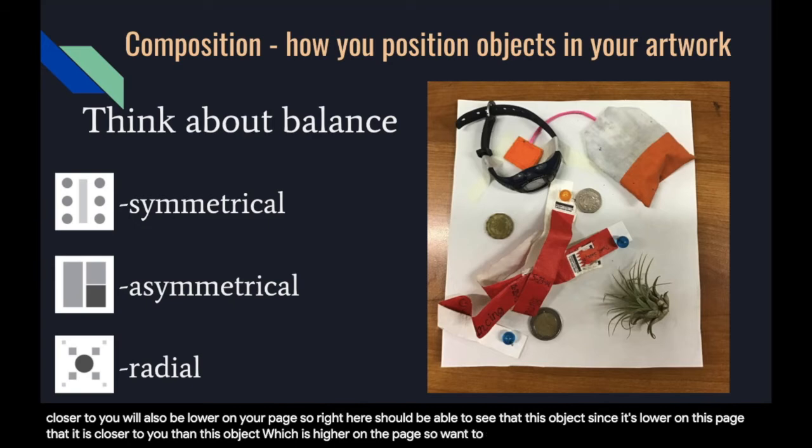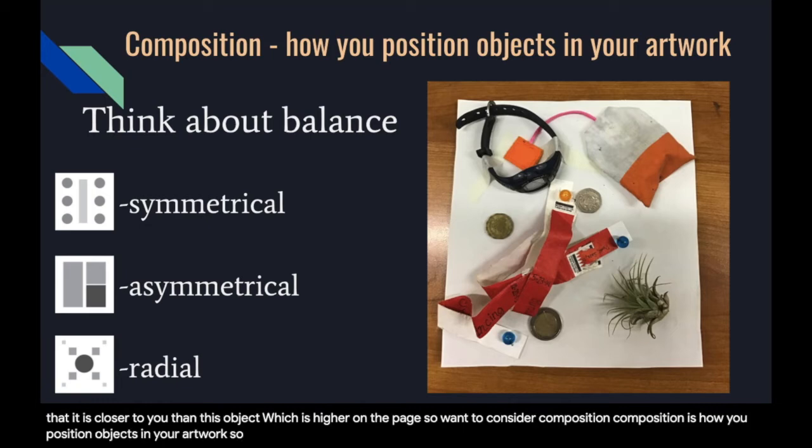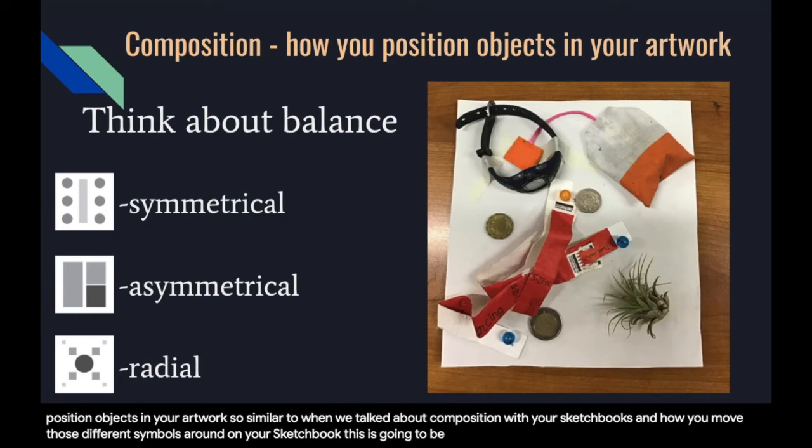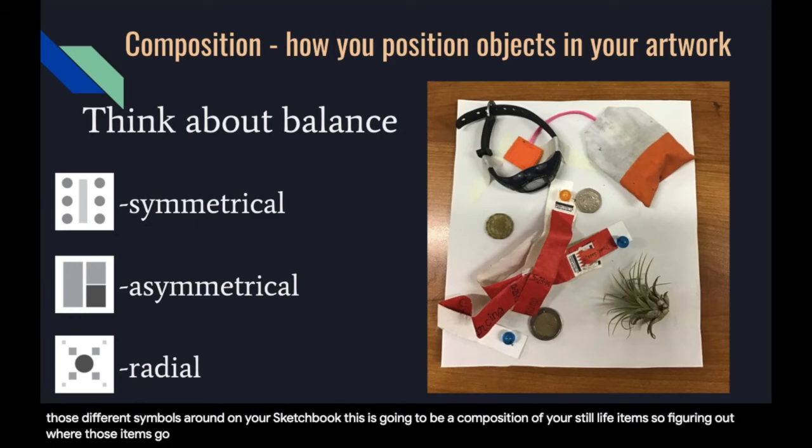We'll also want to consider composition. Composition is how you position objects in your artwork. So similar to when we talked about composition with your sketchbooks and how you move those different symbols around on your sketchbook, this is going to be a composition of your still life items. So figuring out where those items go on that board.